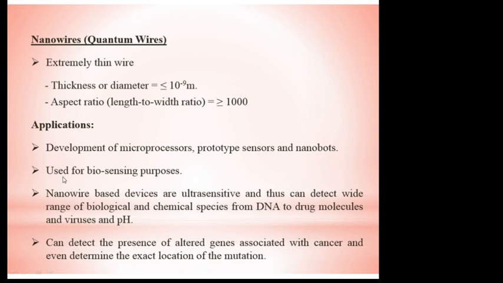So these are all the application areas of nanowires, used for biosensing purposes. Nanowire-based devices are ultra sensitive and can detect a wide range of biological and chemical species like DNA and drug molecules, etc. They can detect the presence of altered genes associated with cancers as well.